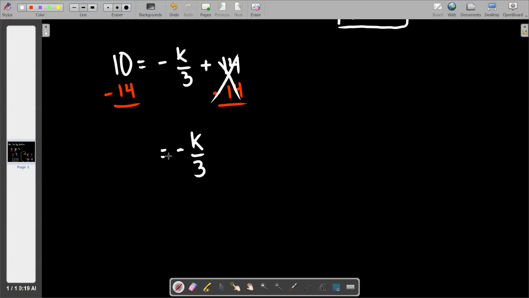It's like clearing out the landing strip. What is 10 minus 14? Glorious. And there we arrive now. One step down, one to go. How are we going to get k by itself now? We're going to multiply by not 3, -3.